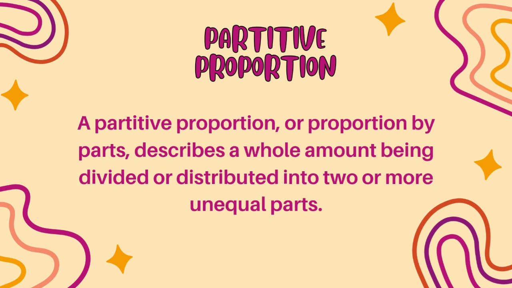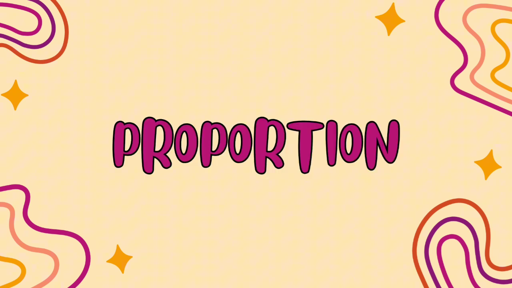For our third type of proportion, we have partitive proportion. Let's define what is partitive proportion. A partitive proportion, or proportion by parts, describes a whole amount being divided or distributed into two or more unequal parts. And now, we will be discussing the examples of direct proportion.